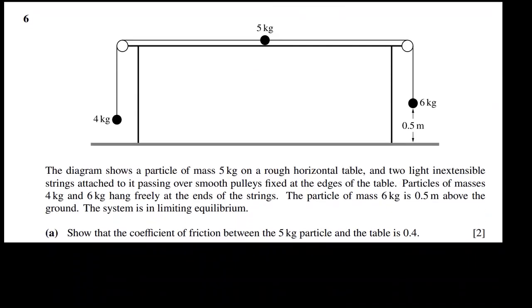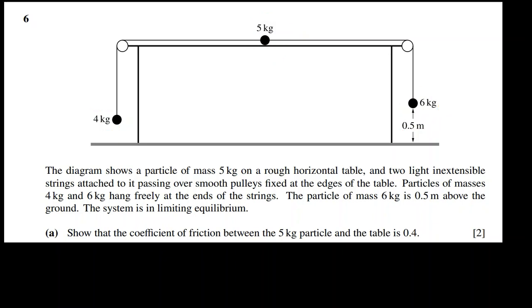And this is question number 6. Here they're saying the diagram shows a particle of 5 kg here, 4 kg hanging on the left side, 6 kg hanging on the right side. Particle masses are this. Okay, they're explaining the same thing. The particle of 6 kg is 0.5 meter above. Yeah, they've shown here. The system is in limiting equilibrium, means it's not moving. All right. Show that the coefficient of friction between the 5 kg particle and the surface here is 0.4.